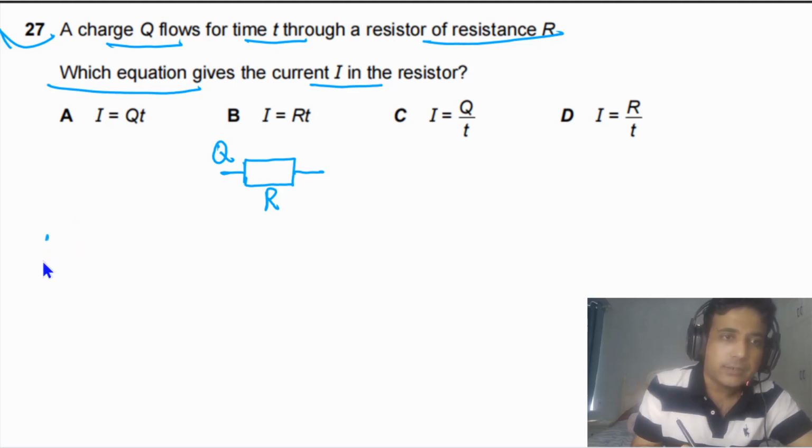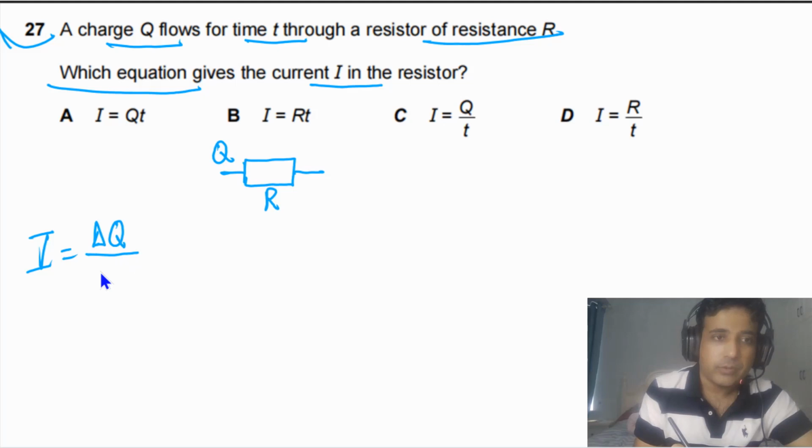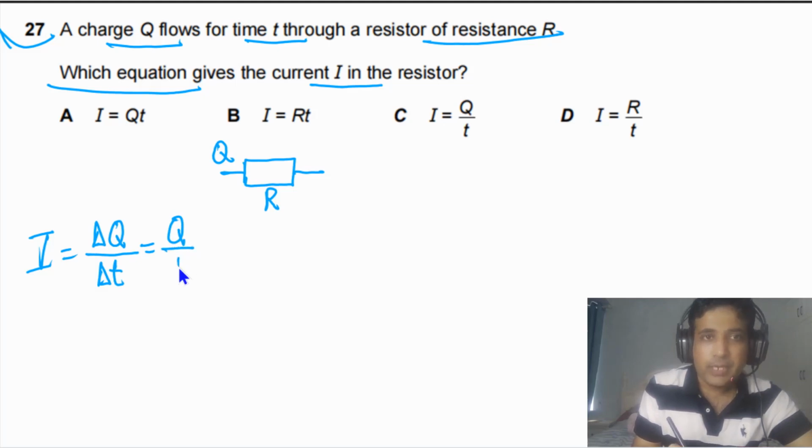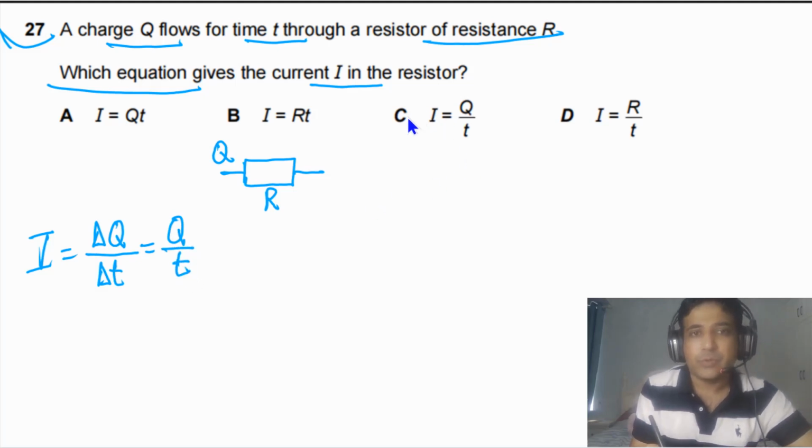Current is equal to the rate of flow of charge. It means the total amount of charge passing through a point in a given time interval, which is delta Q by delta T. In this case, delta Q is given, that is equal to Q, and the time taken is T. So the answer for this question is C. I is equal to Q over T.